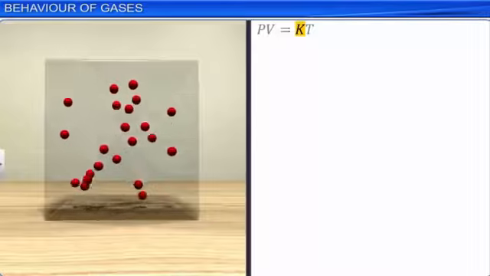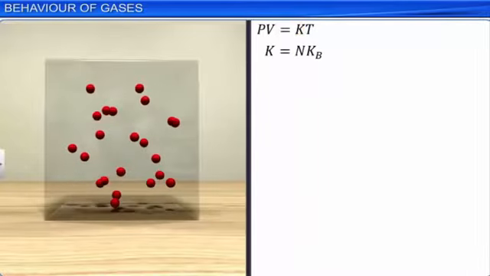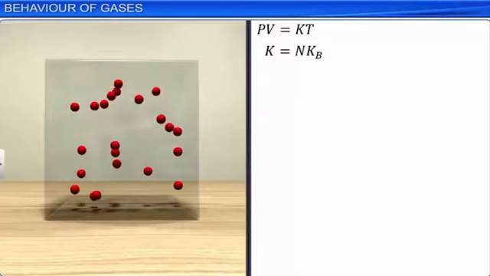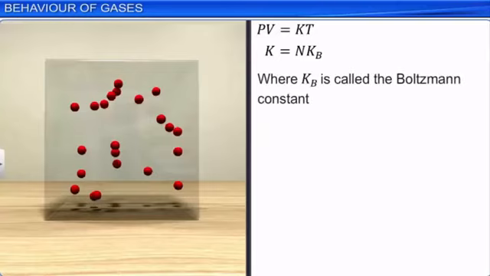and can be written as K = N Kb, where N is the number of molecules in the given sample. From observation during various experiments, it is clear that the value of Kb is constant for all gases and is called the Boltzmann constant. Its value is 1.38 × 10^-23 joules per Kelvin.